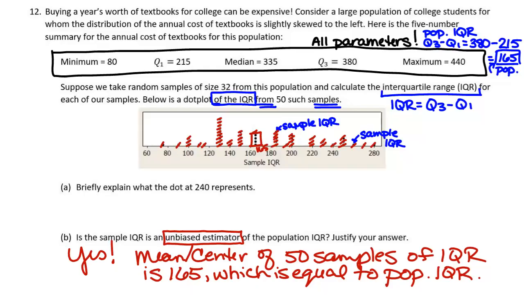If I had felt like taking the time, I could have put all 50 of these numbers in my calculator and done the average, but when they give me a dot plot like that, I'm going to cross off and just find the middle. Does that answer your question? Okay. Yes. Number 10, absolutely.